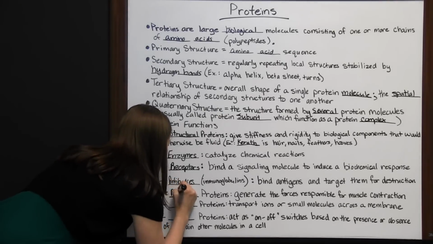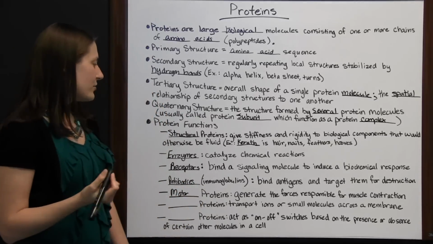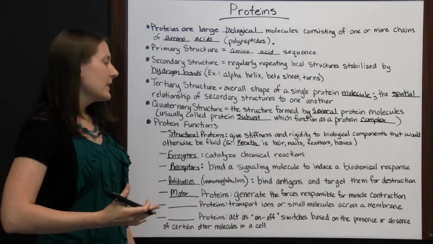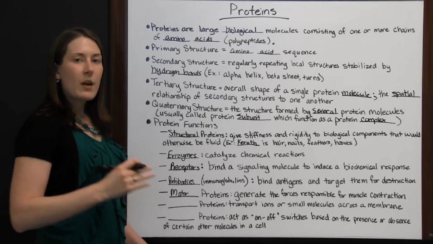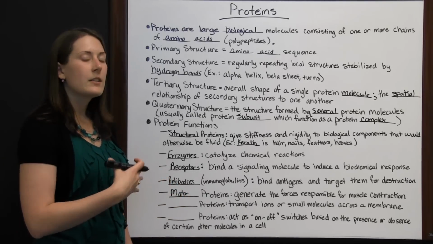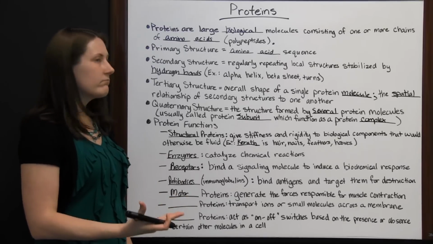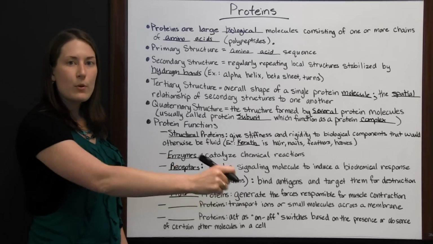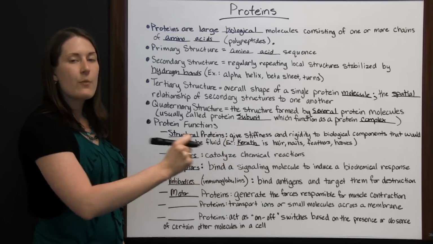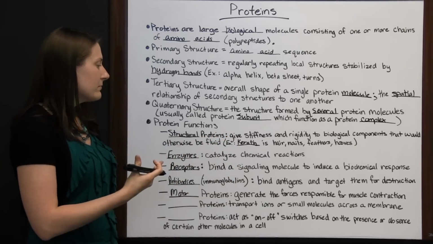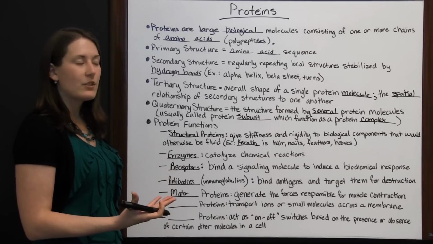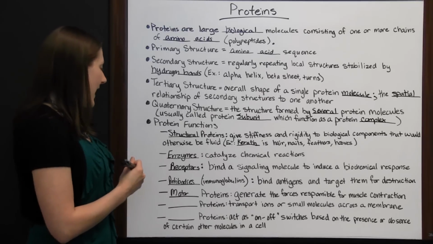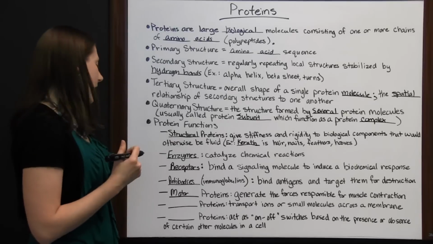We also have motor proteins, and motor proteins generate the forces responsible for muscle contraction. So think about your motor functions, being able to move your muscles, being able to move around. All of those are able to happen because of these motor proteins. So if you're able to move your arm back and forth, if you're able to close and open your hand, those are happening because of muscle contractions, and those muscle contractions are generated by motor proteins. If we didn't have those, we wouldn't be able to contract our muscles like we are.